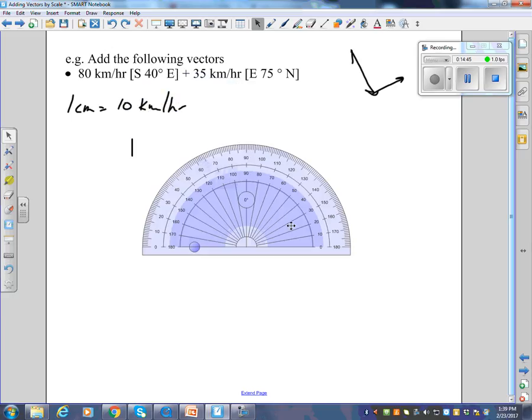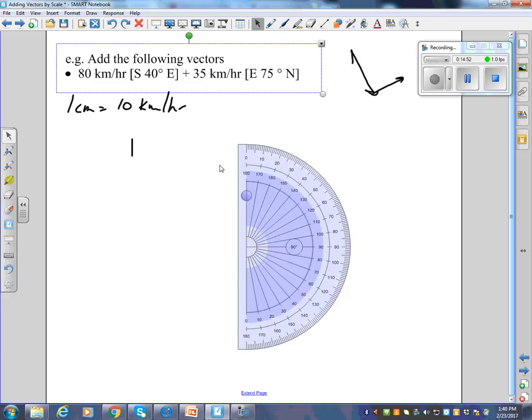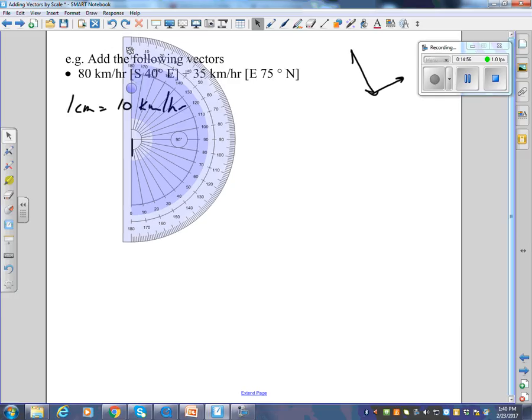Wait, so you start from the bottom? No, the top. Oh my God. Okay, so from the top, looking south, I'm going to go 40 east. 40 east is going to be 0, 10, 20, 30, 40 east right there.